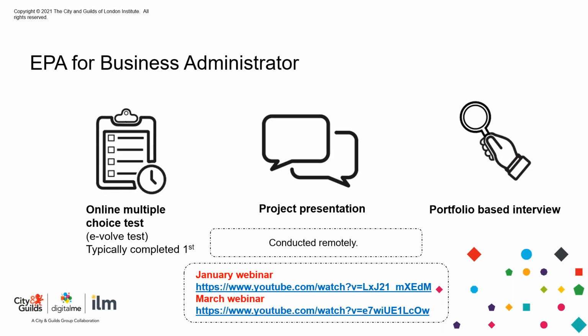So we know then that the KSBs haven't changed, neither have the assessment methods. It's still an online multiple choice test, which still ideally will be completed first. There is a change in assessment order. So on AP03, the project presentation will be conducted second, and finally the portfolio-based interview will then be conducted, and it's still business as usual.